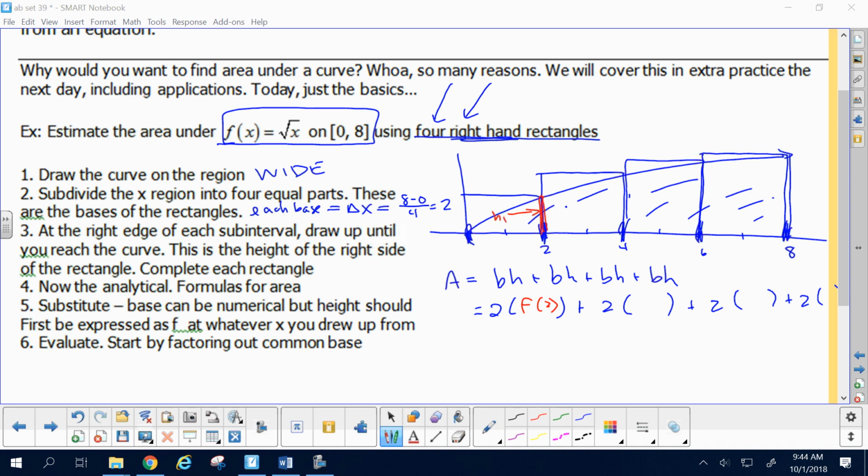So what's height 2? F at? Height 2 is right here, it's F at 4. Height 3 is F at 6, and the last was F at 8. Okay? Now because they all have a 2 in common, let's just factor that 2 out, there's a greatest common factor, and focus on just the functions. F at 2, well, that goes to what the function is. Now we're ready to go function specific.